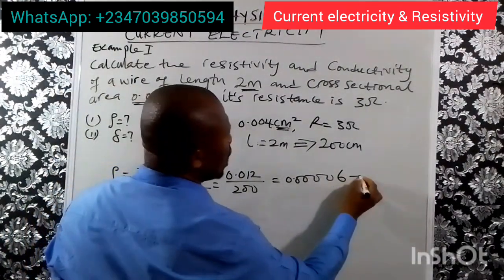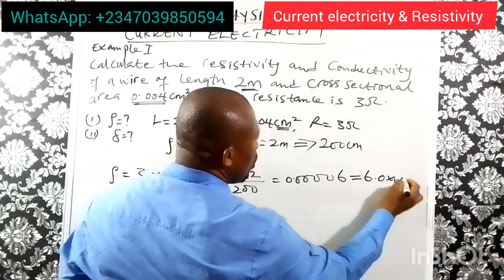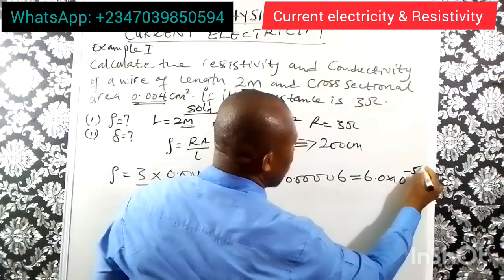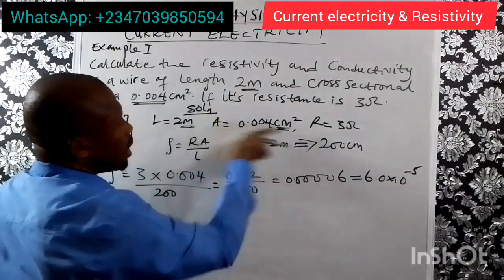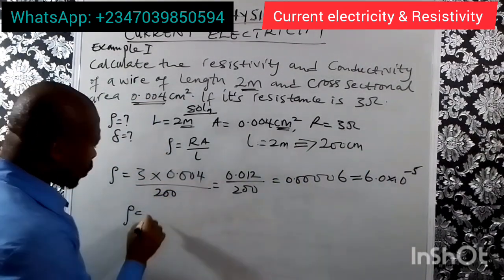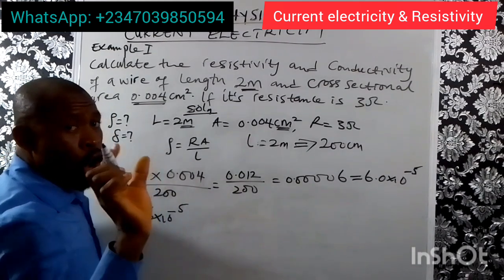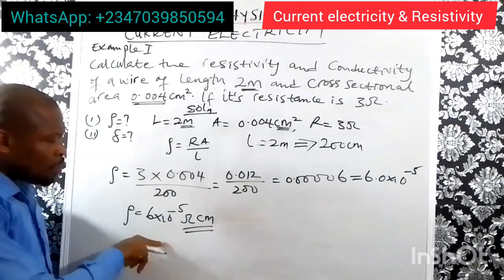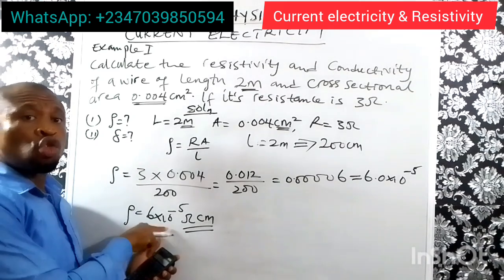Of course, if you convert this to standard form, it will give you 6.0 times 10 raised to power, 1, 2, 3, 4, 5, minus 5. Therefore, since we moved back to cm, you must note it. So rho will now give us 6 times 10 raised to power minus 5. Instead of ohms meter now, it will now be ohms cm. At this point, you can convert to meter. If you want to convert to meter at this point, you divide by 100.